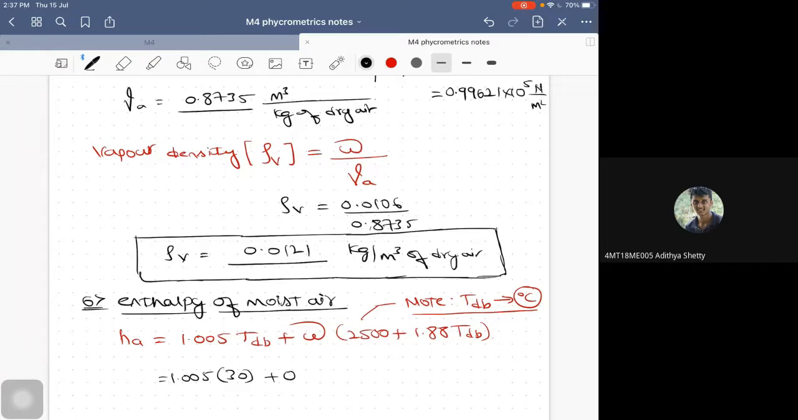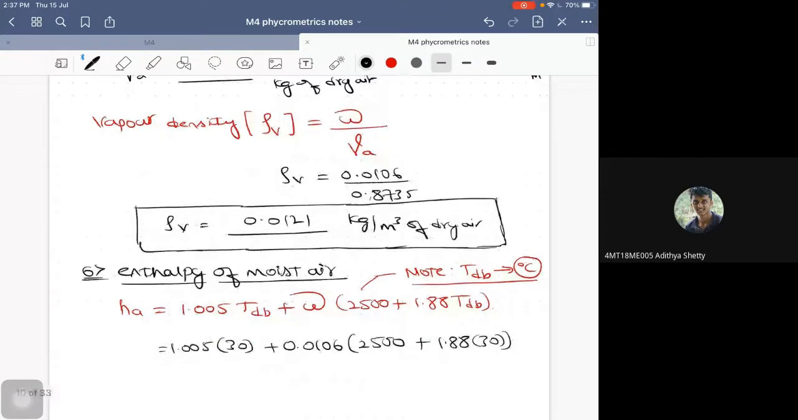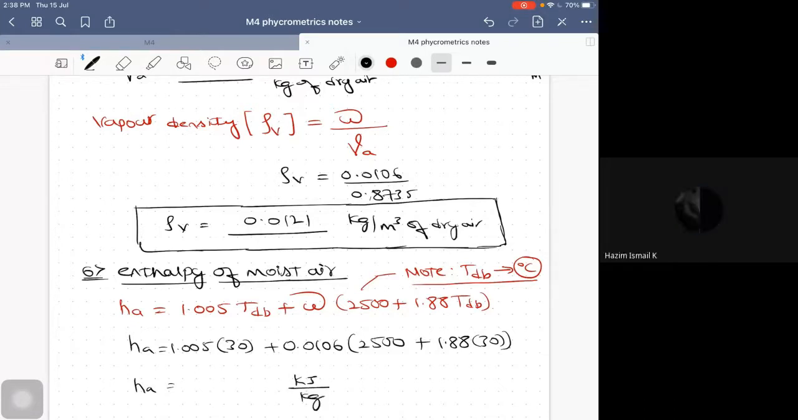Omega is 0.0106 into (2500 plus 1.88 TdB), where the TdB value is again 30. From this, the value of HA, whatever value you get in kilojoules, is 57.2478. Excellent, Hazim. 57.24 kJ per kg of dry air.